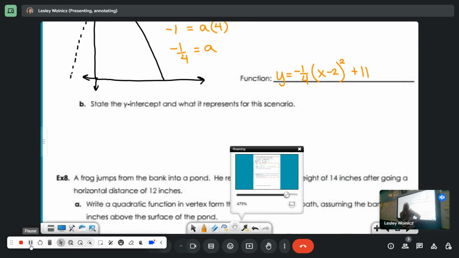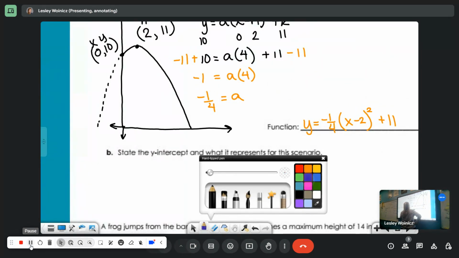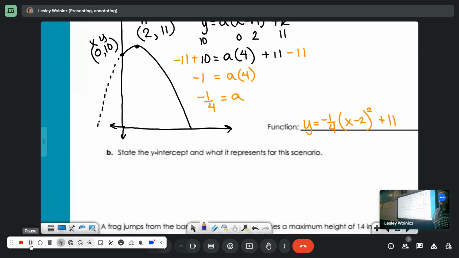Okay, someone tell me what the y-intercept is and what it represents for the scenario. Yep. Okay, so the y-intercept is (0, 10), and what it represents is that the initial height of the diver in feet was 10.